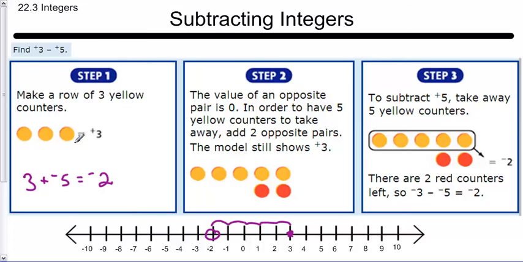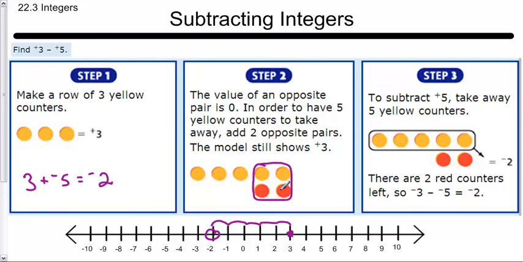So step 1 was I start with 3 yellow dots because 3 is positive. Now I have to take away 5 positives. Well, I don't have 5 positives to take away. So what they do is they add 0, so they've added these 4 dots right here. Because what's a positive 1 and a -1 equal? Well, that equals 0. So what you've done is you've added the value of 0.